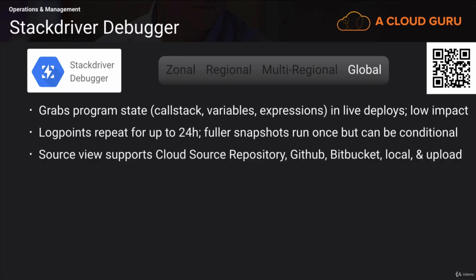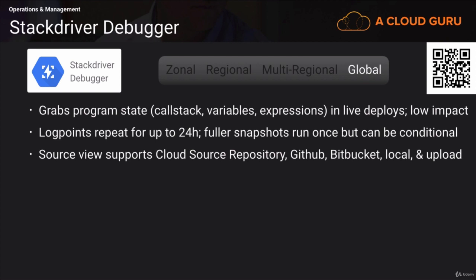you can make it conditional so that it'll capture exactly the circumstance you want to debug. Now when you're viewing source code through the Stackdriver Debugger UI, you can browse things that are connected to either Google Cloud Source repositories, GitHub repositories, or Bitbucket repositories. And if your code's not in one of those spots, then you can either upload a snapshot of your code, or if you're using Chrome, you can have it work on files that are just stored locally.